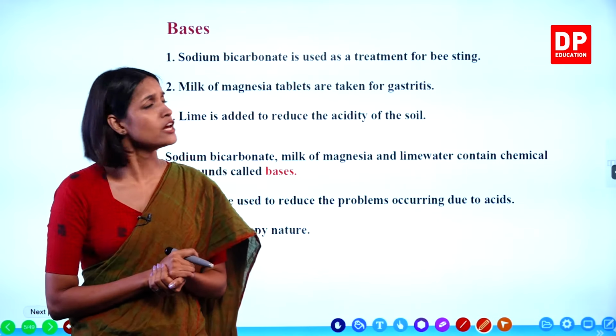Okay, the next one. Number 2. Milk of magnesia tablets are taken for gastritis. What is the meaning of gastritis, children? It's a type of disease, or certain condition that takes place in your stomach. So when you eat food, your food goes to your stomach and in the stomach the digestion takes place. The digestion in the stomach is done by something called gastric juice.